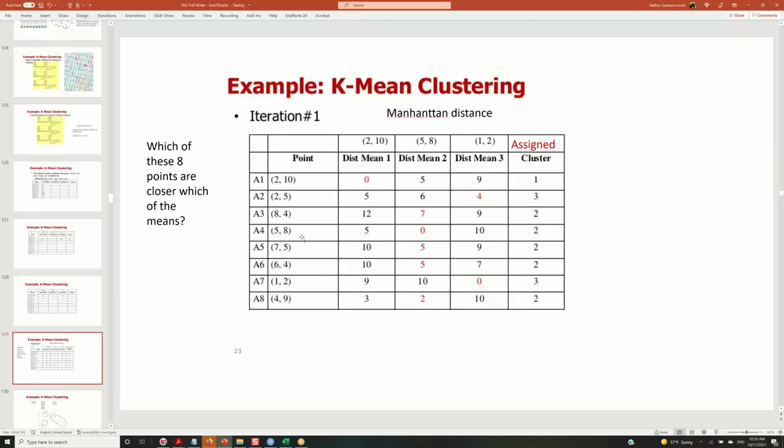Now next is 5.8. It's closer to its own, so it is not going to change. It is 2. 7.5 is closest to 2 because it has the least. Wait, can you go back to A4? 8.4, okay. No, A4. 5.8. Yes, 5.8. So shouldn't that be cluster 1? Why?